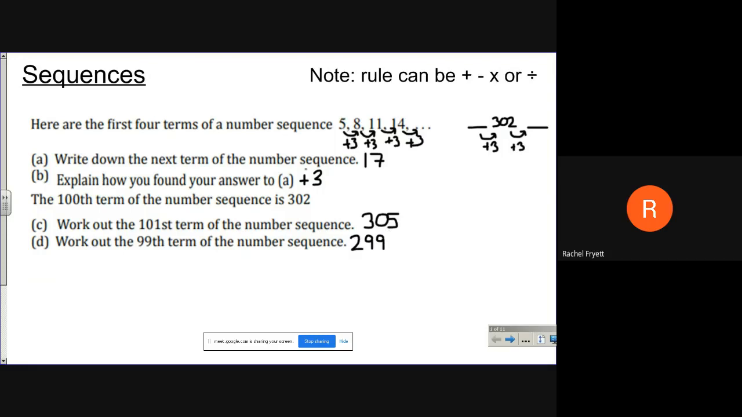Okay. Just want to point out this note in the corner. So the rule for this example was adding, but a rule can be adding, taking away, multiplying, or dividing. It can be any of those.